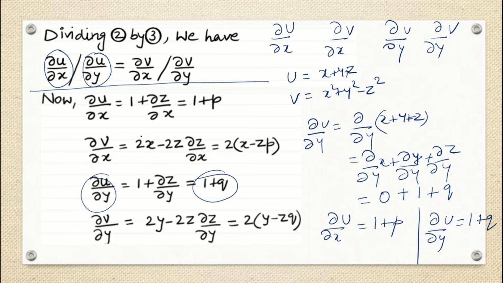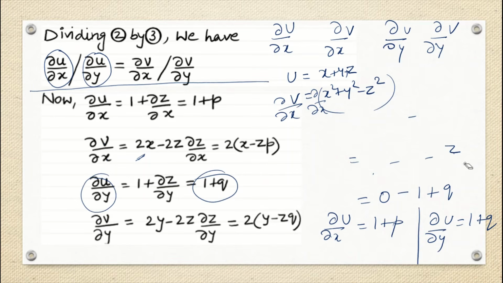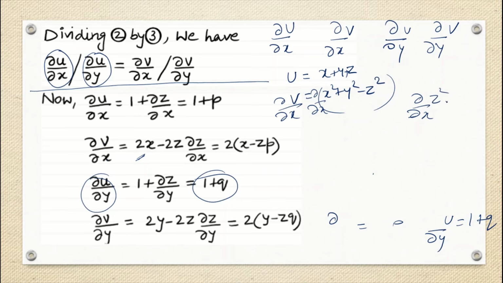Fine. Similarly, we will be finding out del by del x of v. This is my v. So del by del x of v will give you how much? It is going to give you 2 into x. Then del by del x of y square will give you how much? Y square with respect to x will be constant, so it is going to give you 0 only. Now what is del by del x of minus z square? Del by del x of z square is nothing but 2 into z into del by del x of z, that means 2 into z into p, and then minus is already there. Fine.